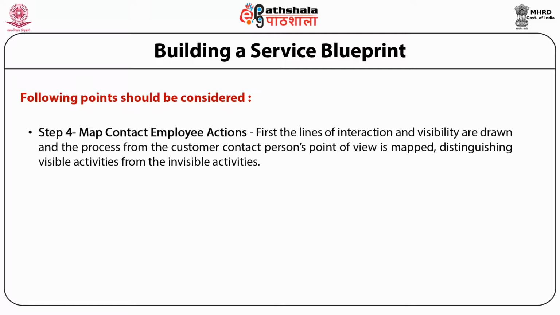Step 4. Map contact employee actions. First, the lines of interaction and visibility are drawn, and the process from the customer contact person's point of view is mapped, distinguishing visible activities from the invisible activities.